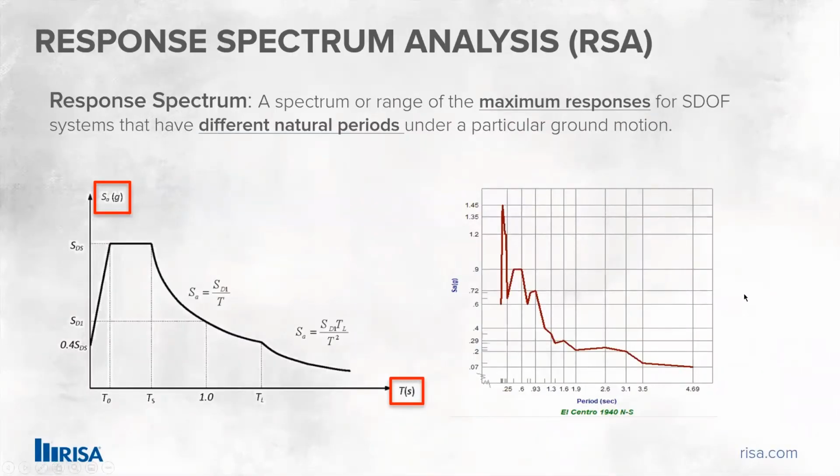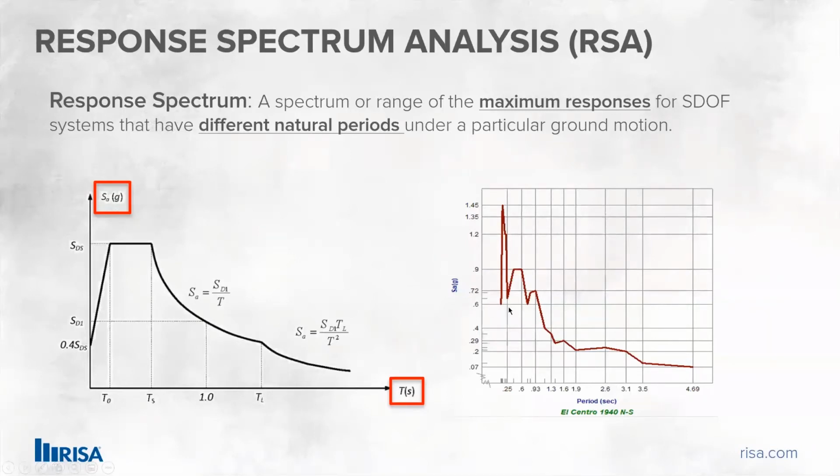Now, moving to the response spectrum analysis. A response spectrum is essentially a spectrum that describes what your response is for a single degree of freedom with a particular period. If you look at this chart, the vertical axis describes SA, which is the maximum response in terms of gravity acceleration, and the horizontal axis is the period of the system. So if you plug in a period of the structure, you can get a response. That's basically what the spectrum is.